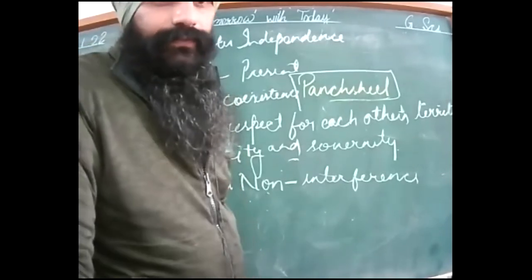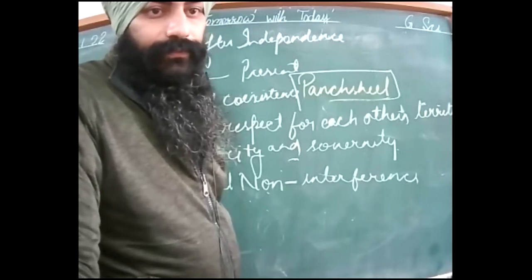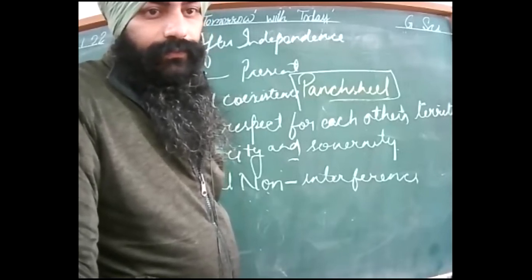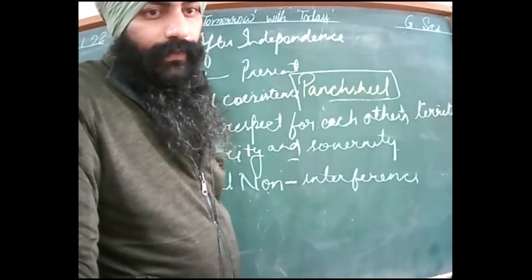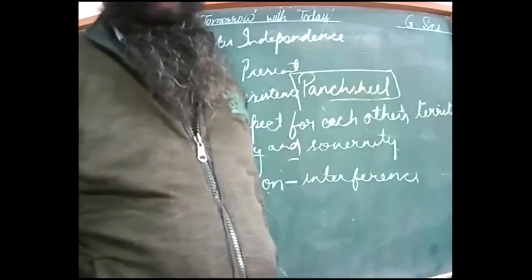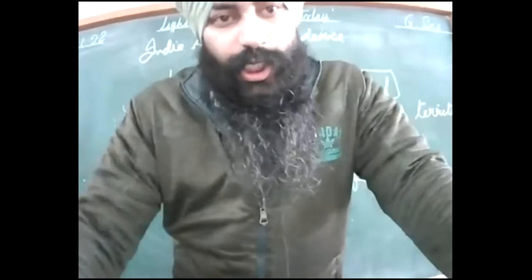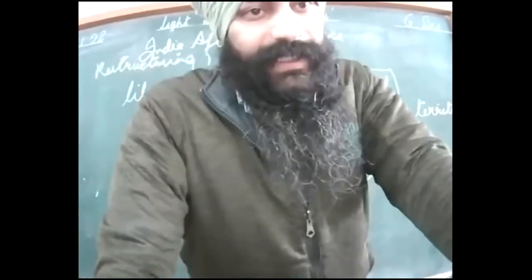Yes, Jayan. What do you want to say, Jayan? Sir, in 2020 also they violated this Panchsheel, right? So many times they violated all these principles. The McMahon line is a line that was drawn over a map.